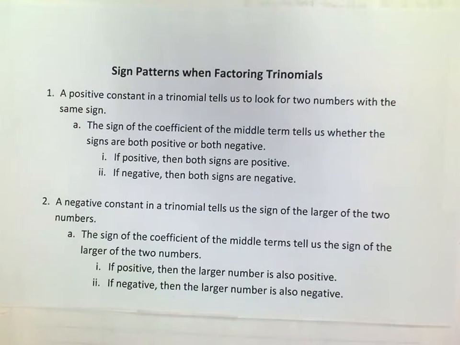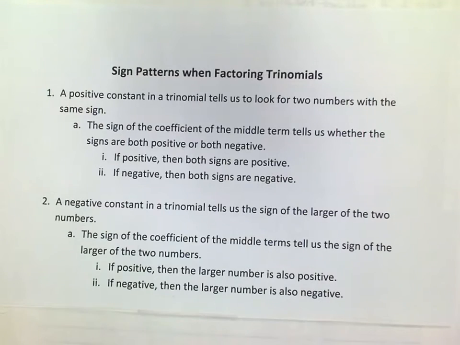2. A negative constant in a trinomial tells us the signs of the two numbers are different. The sign of the coefficient of the middle term tells us the sign of the larger of the two numbers. If positive, then the larger number is also positive. If negative, then the larger number is also negative.